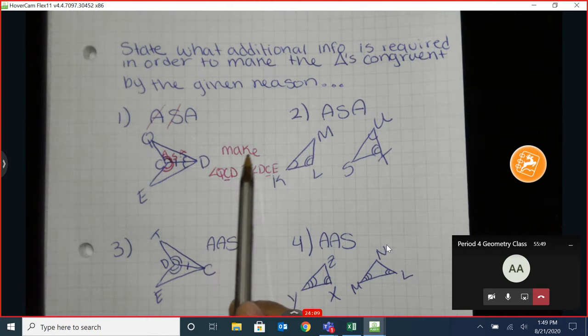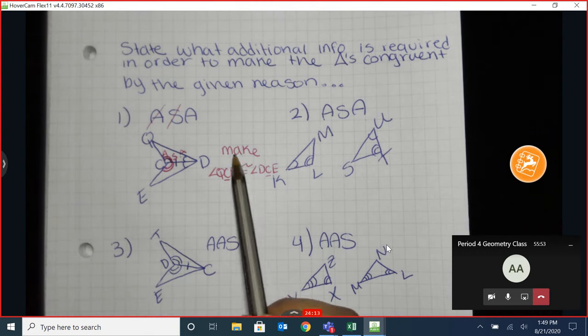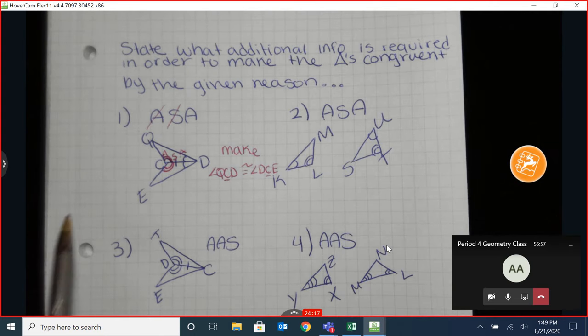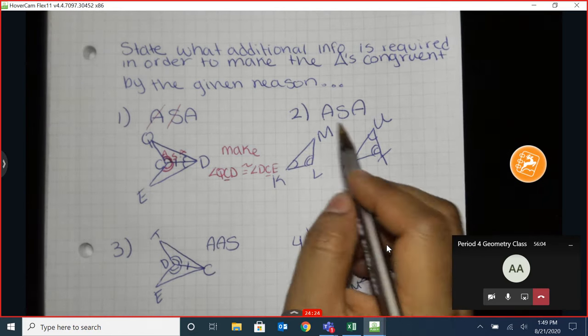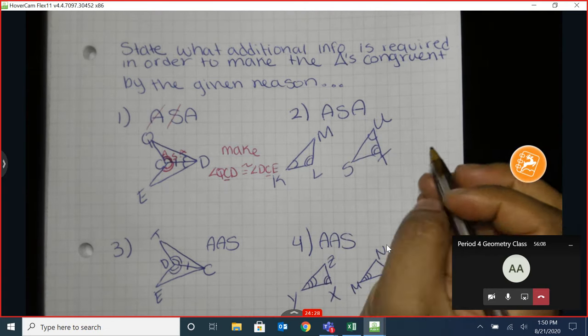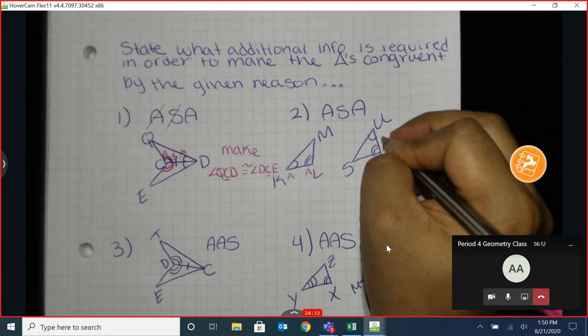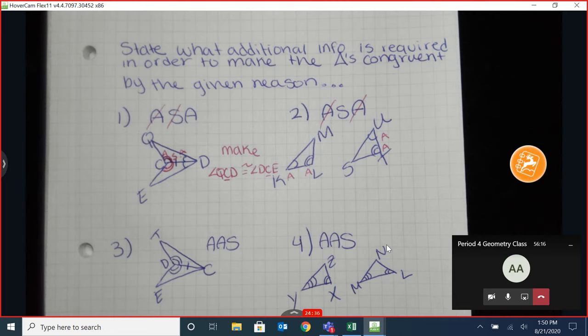So on your classwork, you have to say number one, and then give me the reason. Make blank, blank, blank congruent. You don't have to draw the figure if you don't want to. I just need you to give me the reason. Number two, angle, side, angle. Well, what have you been given? Two angles. What are you missing if you're given the two angles? The side. Where am I going to label that side to make sure that it's in between the two angles?